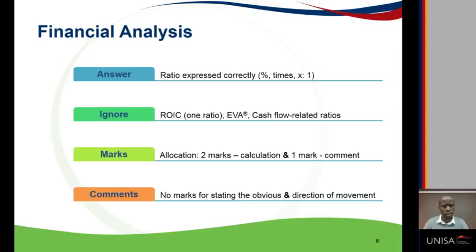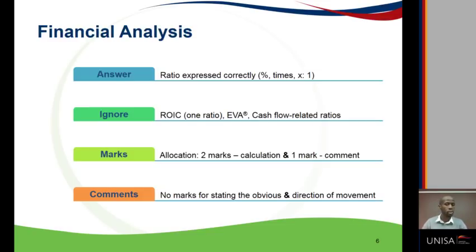Then you can ignore these ratios. We have to be careful now. I'm saying return on invested capital, not the entire cluster of ratios, just that ratio in particular. So you'll still be required to do ROA, ROCE, ROE. Then we've got EVA there, then cash flow related ratios. I think these ones we can actually leave out.